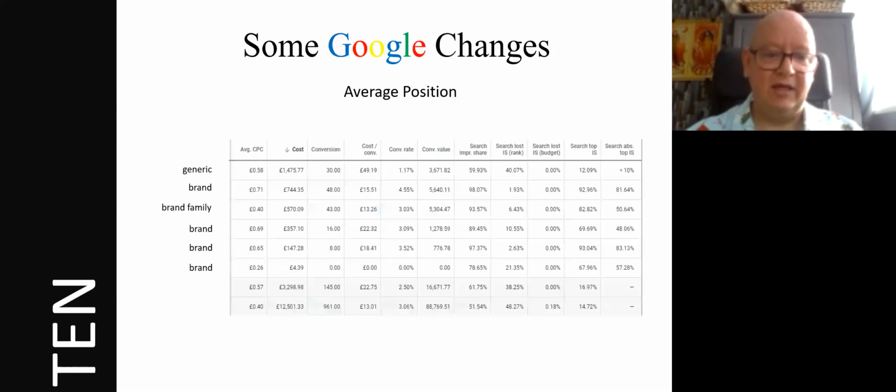So here's a quick example of what it can look like in the interface. At the very top of the table, we have a generic ad and search campaign. As you see, the search impression share was 59%, 40% of that was lost to rank. So if we bid more for these generic terms, our impression share will improve, so our ad will show more. And top impression share was 12%, and the absolute top impression share of that was less than 10%. So our ads were showing sort of page 1, positions 4, 5, 6. 12% of the time they showed positions 1, 2, or 3, and sort of a small percentage was position 1.